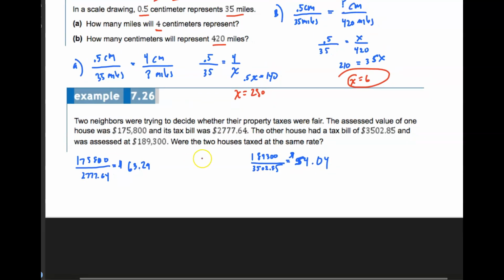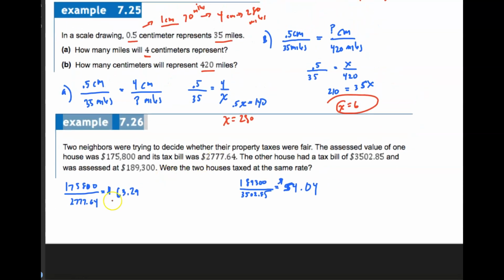And lastly, just comparing these prices here. We're looking for the home price divided by its tax bill. Gets you $63.29, right? And then here you get $54.04. So the two houses were not taxed at the same rate, right? We're doing a rate. And so the answer is no in this case, because how much your house is worth divided by your taxes, right?